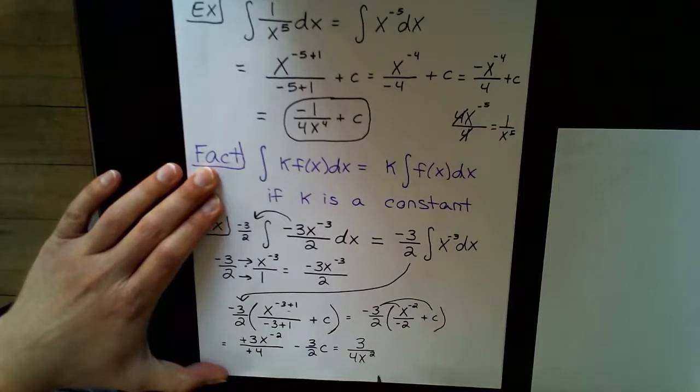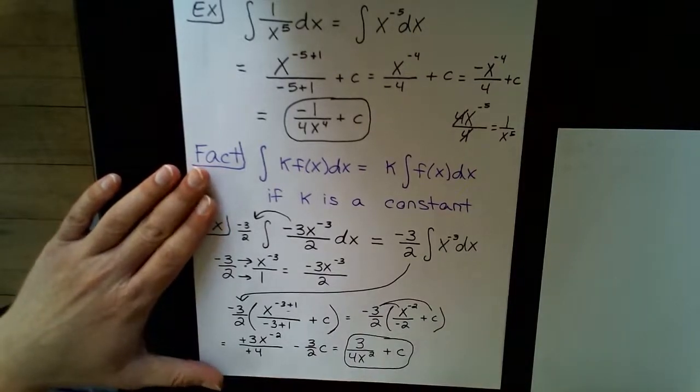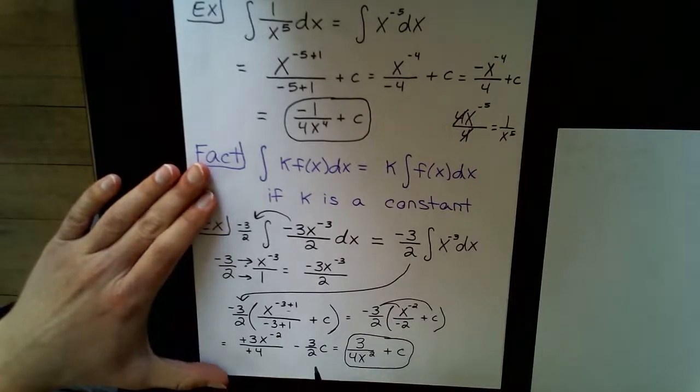And now here's the tricky part. Minus 3 over 2c is the same thing as plus c. Now you might be thinking, wait a minute, that doesn't sound right, that's impossible, everything I've ever learned in math has said you cannot do that, that minus 3 over 2 matters.